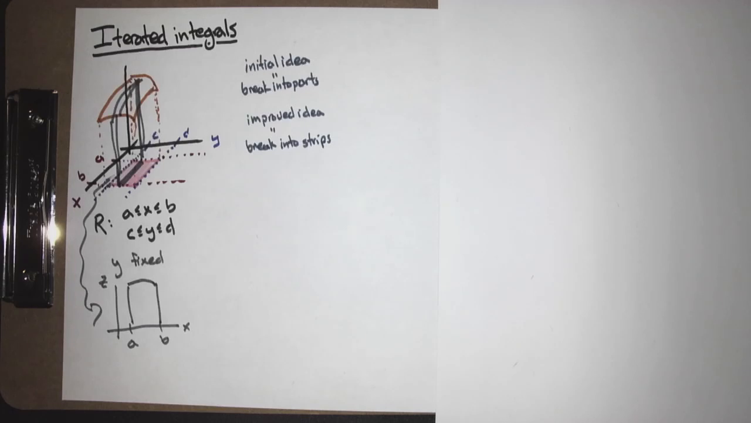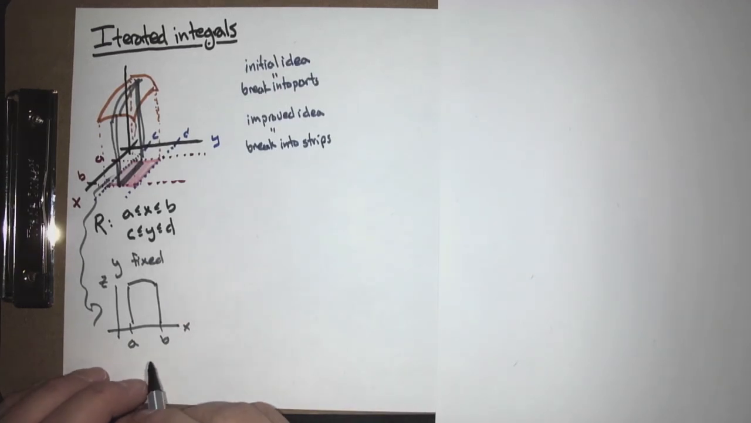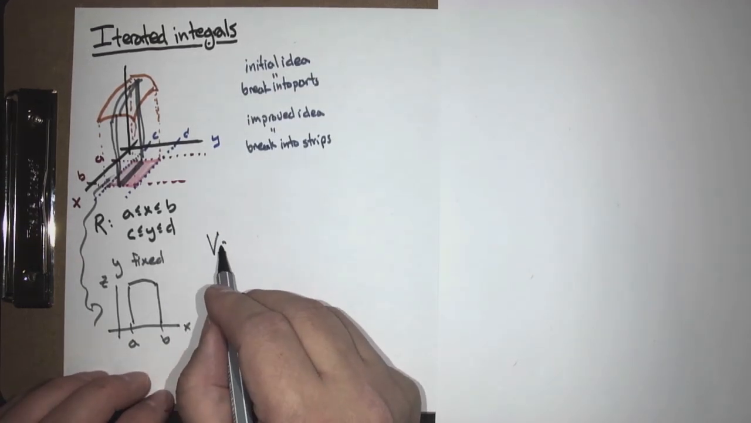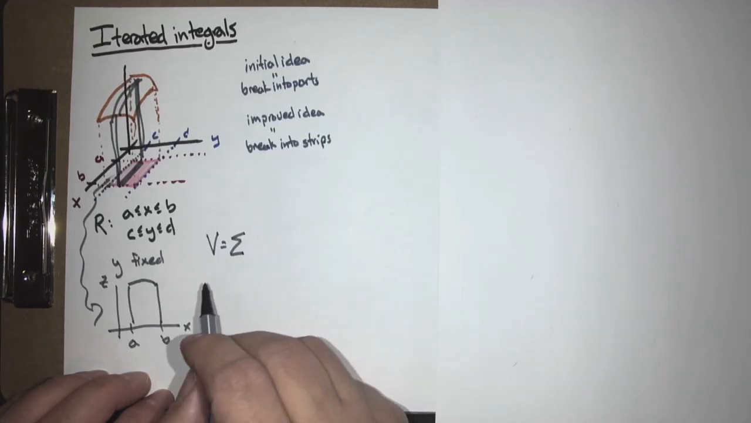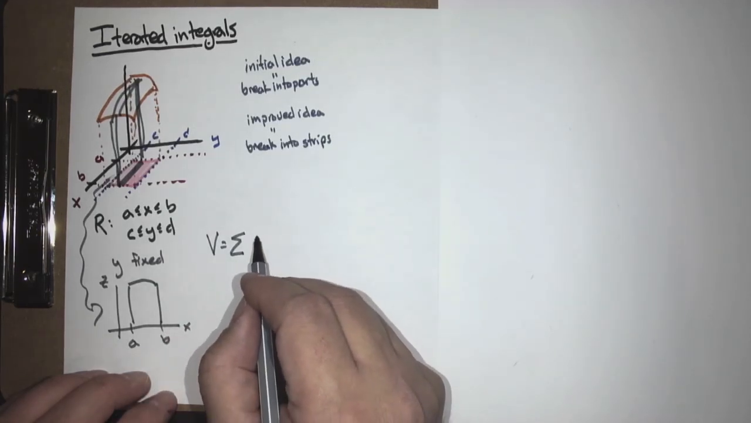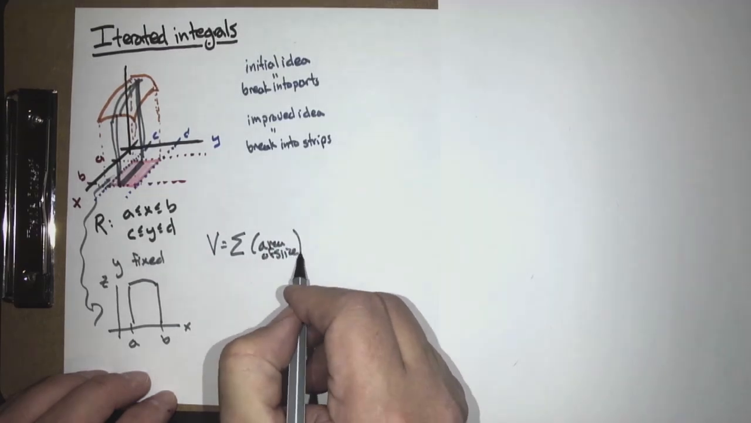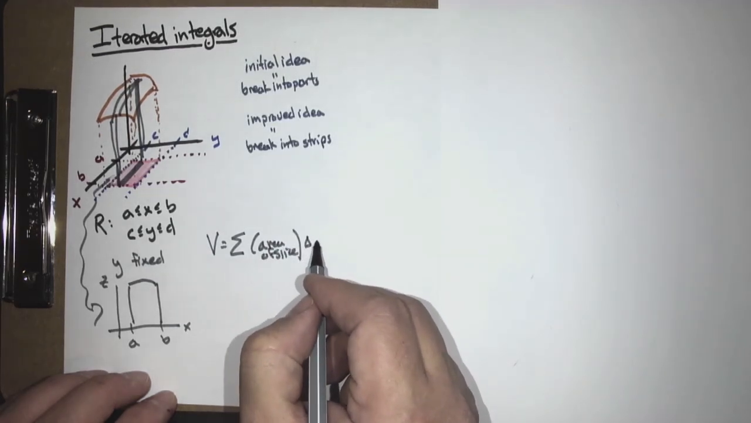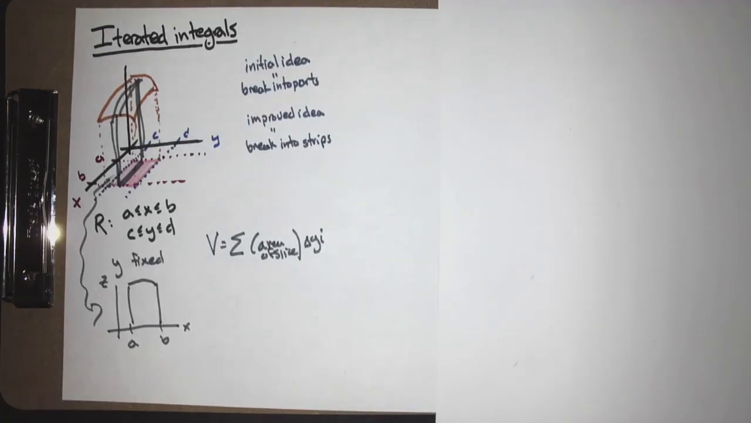Okay, so what's our idea? Well, if we're going to think of things in terms of volume, we can think of our volume as the sum of the area of the slice times the width of the slice, which is a small bit of y_i, delta y_i.